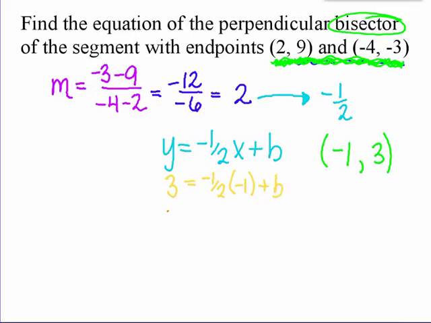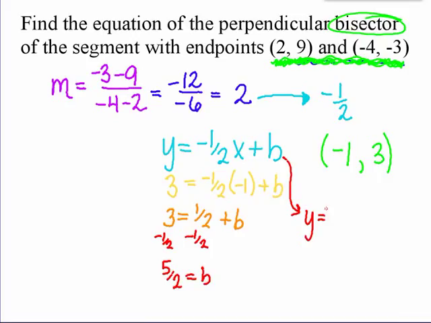So here we go. 3 equals 1/2 plus b. What do you do now? Negative 1/2, good. So 3 minus 1/2 is 2 1/2, which is 5 over 2. We need to answer these as impropers, not as mixed numbers. So my final answer will be y equals negative 1/2 x plus 5/2. And there you go.